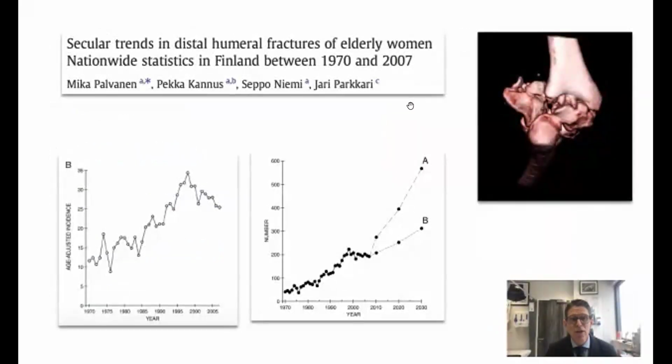It's an important question because the number of these cases is increasing over time, and all of us in Western countries are going to see a greater demand for this type of injury and requirements for treatment, whether it be hemiarthroplasty or osteosynthesis or total elbow replacement.